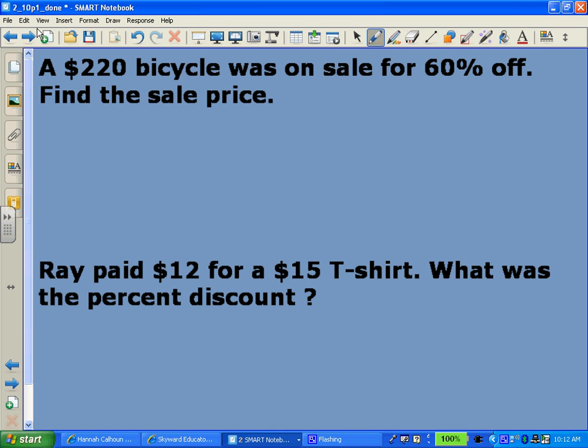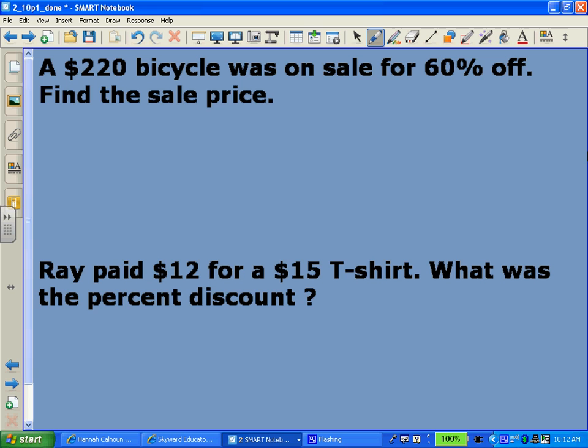Now let's look at two more here. This is one of each type. So a $220 bicycle was on sale for 60% off. Find the sale price. Now if you think that you're understanding this, press pause now and try these two on your own, and then check to see if you get them right.